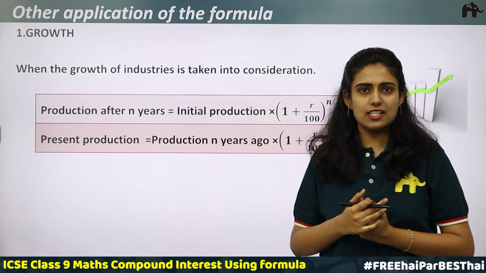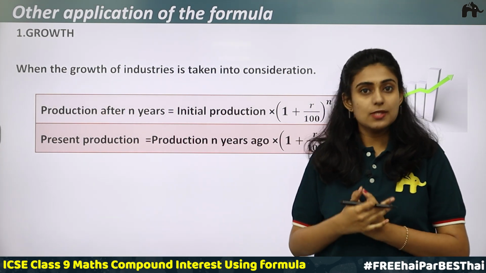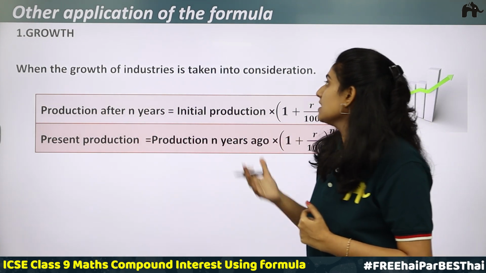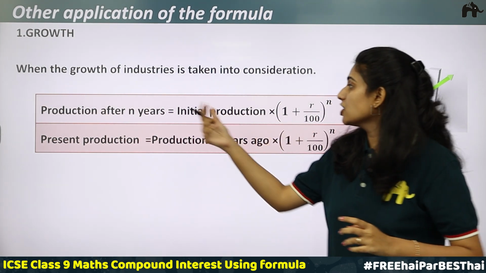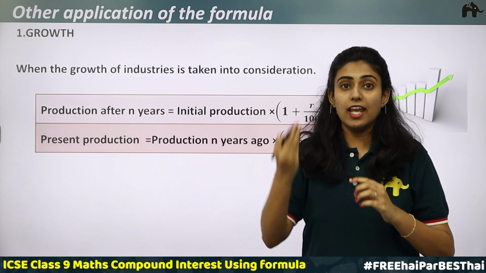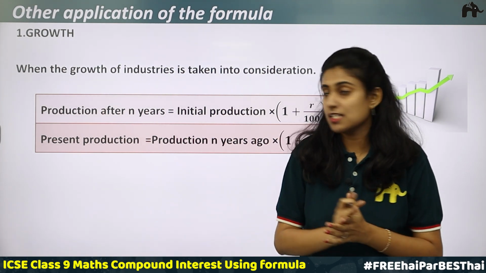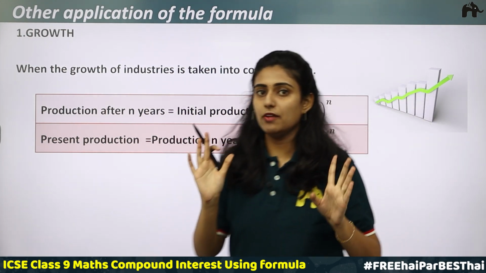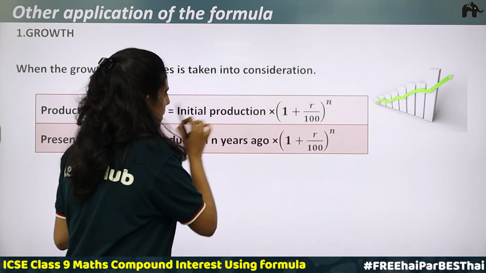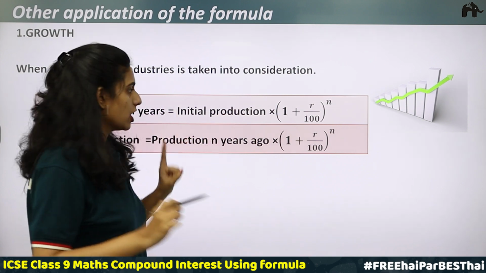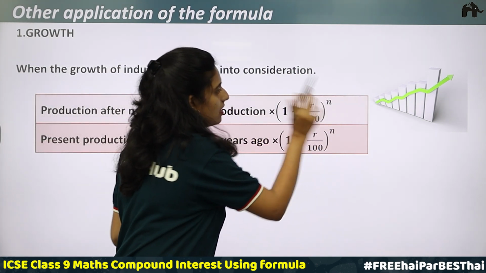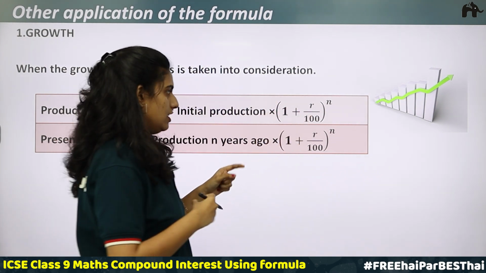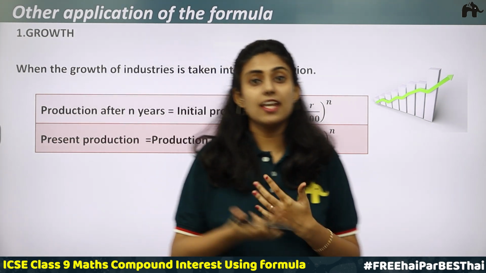In case of industries, there will be growth, right? In case of business, there will be growth. So, this growth can be calculated. When the growth of industries is taken into consideration, first the production after n years. After n years, what is the production? That can be determined by knowing the initial production. The same formula we are using, but in place of principal, we have initial production, then 1 plus R by 100 whole raised to N, where N is the number of years and R is the rate of increase. Okay, at what rate this change is happening.